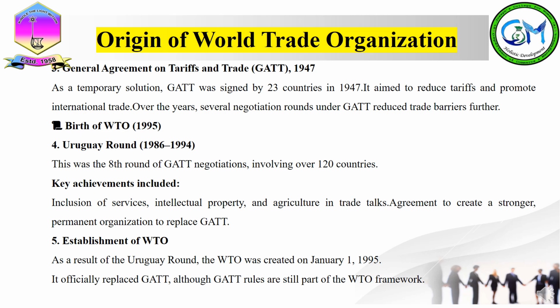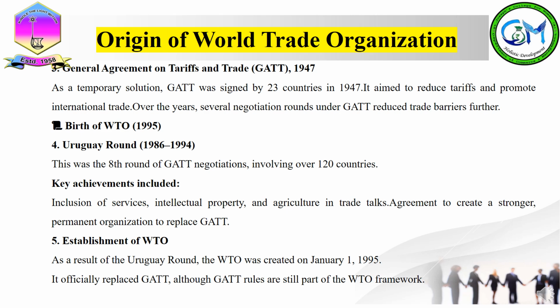Over the years, several negotiation rounds happened under the GATT to reduce trade barriers further, and after that it was converted into the World Trade Organization. So let us see the birth of the WTO. The Uruguay Round happened between 1986 and 1994. This Uruguay Round is the 8th round of the GATT negotiations, and over 120 countries were involved in it.